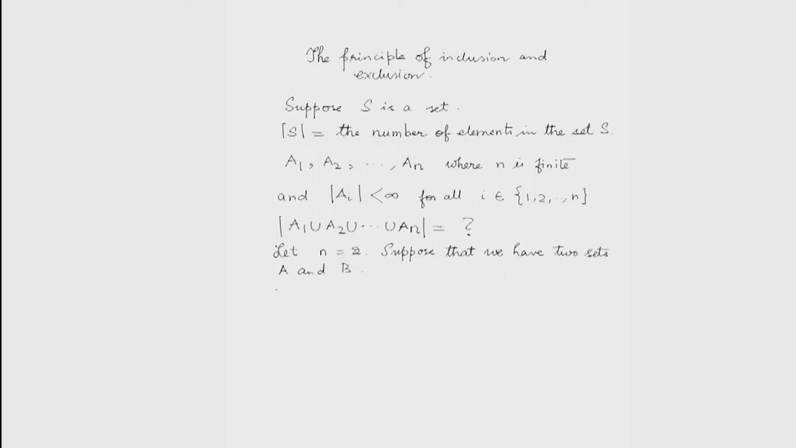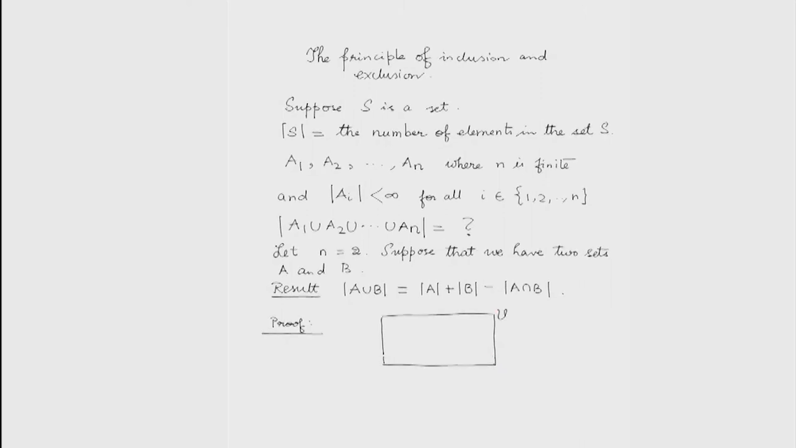Now, we have this result: number of elements in A union B is equal to number of elements in A plus the number of elements in B minus the number of elements in A intersection B. The question is, how do we prove this result? To check the proof, we will look at the Venn diagram consisting of these two sets.